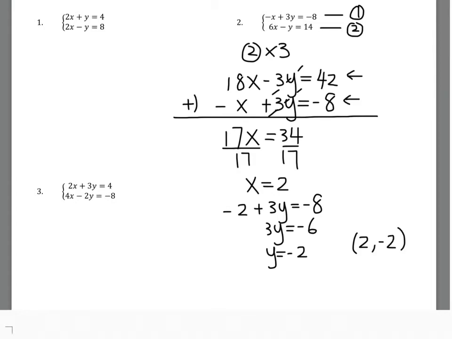Don't forget to check your answers by plugging it back into the second equation. So 6 times 2 minus -2. Is it equal to +14? 6 times 2, I have 12. Minus -2 becomes +2. So 12 plus 2 is definitely 14. So it checked out. Always remember to check your answers.